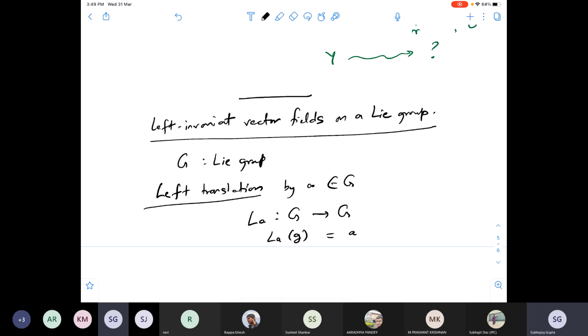Remember that a Lie group has a multiplication, and so you can multiply an element G on the left by A, and this defines a map. Of course, it's going to be a diffeomorphism because there's an inverse: if you multiply by A inverse, then you go back to where you were. So you'll get the identity map as a composition, right? So these are special maps. These are smooth maps because on a Lie group the group multiplication is smooth.